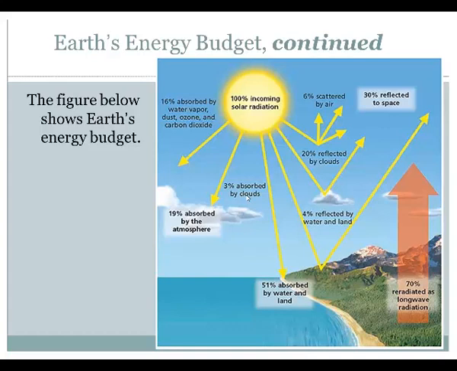19% is absorbed by the atmosphere. So 19% is the product of these two things: the energy that's being absorbed by water vapor, dust, ozone, and carbon dioxide, along with the energy that's being absorbed by clouds. So 19% is absorbed by our atmosphere. 51% is absorbed by water and land. 51 plus 19 equals what? 70. Where on here do we see 70?